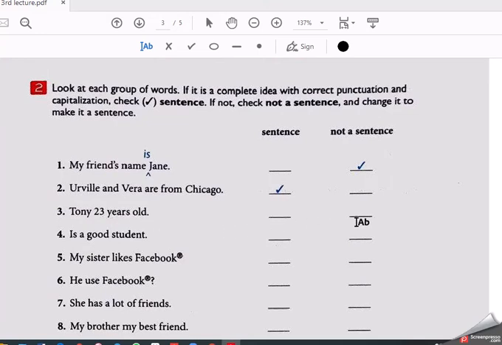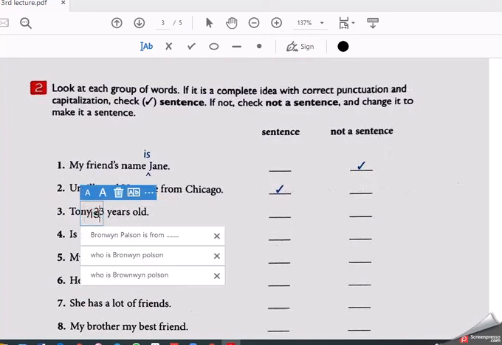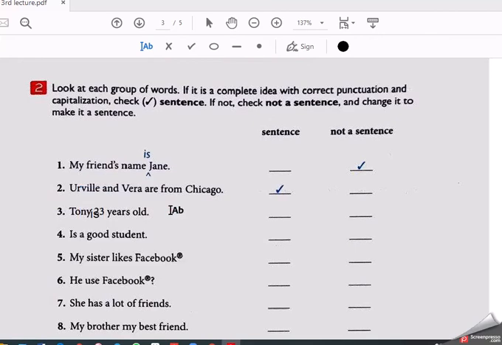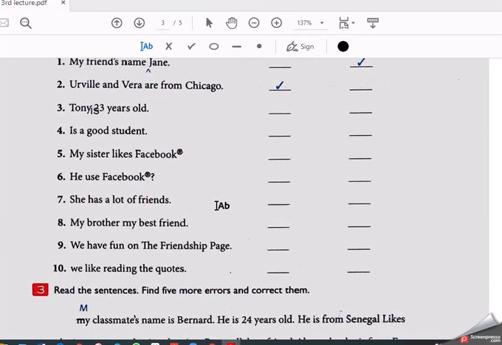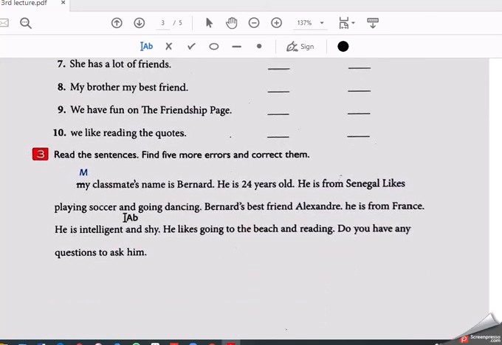"Tony, 23 years old." Is it correct or not? If it is not correct, we check right here and say why it is not correct. I have to fix it. I will answer this for you. "Tony, 23 years old." Where is the verb? There is no verb. I have to say "Tony is" and write "is" here. So this is the correct answer, and then we complete the rest for you.